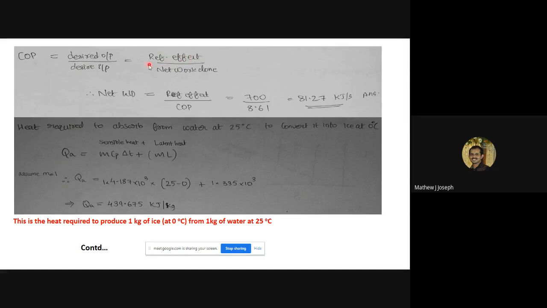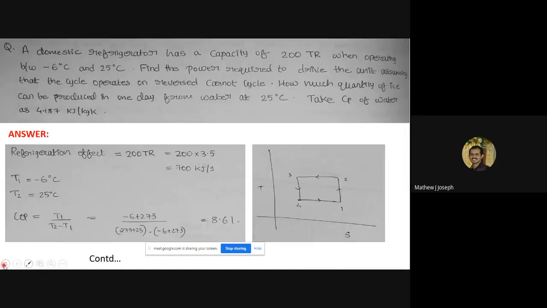The refrigeration effect is divided by what? The desired input, or the input that we are giving to make our refrigerator work. It is the net work done, or the work done by the compressor. Here in the question, what we need to find out is the power required to drive the unit, assuming that the cycle operates on a reverse Carnot cycle. Assuming it is a reverse Carnot cycle, we have found the COP value.